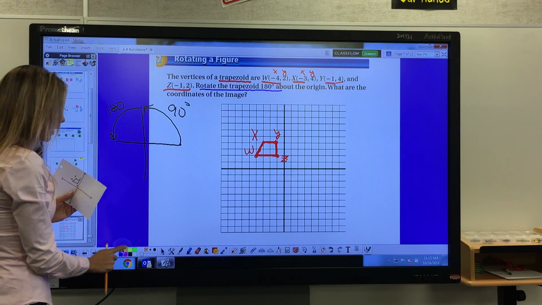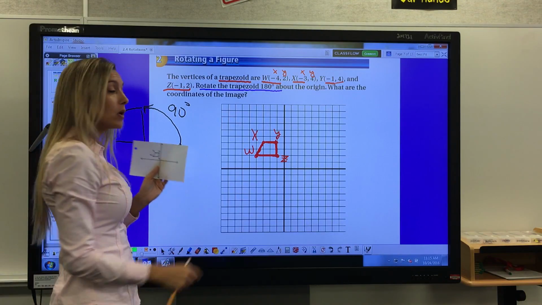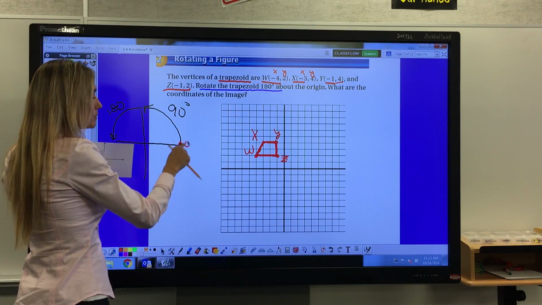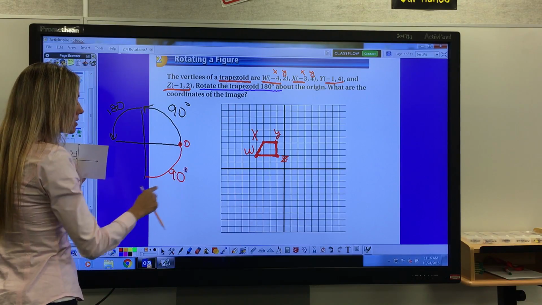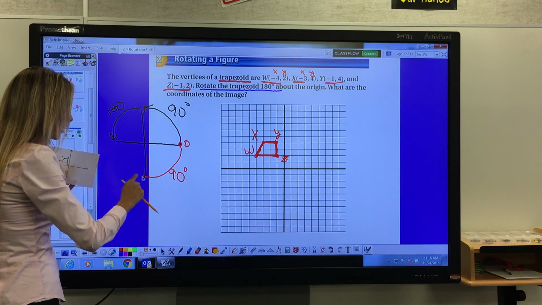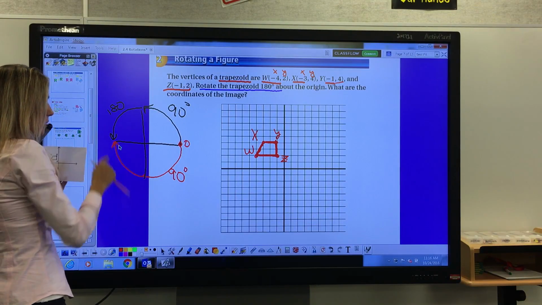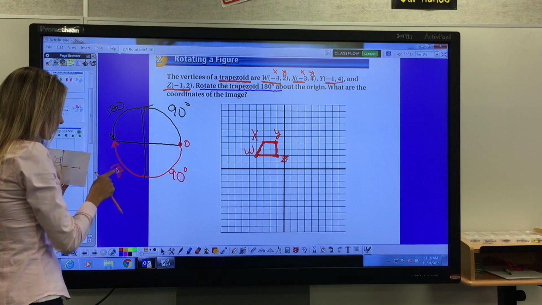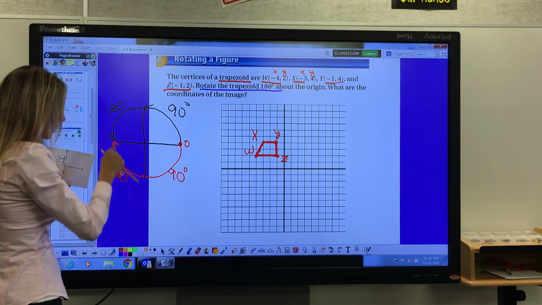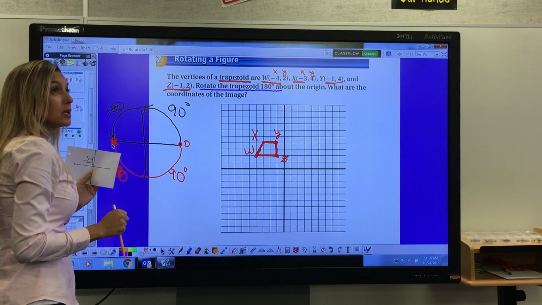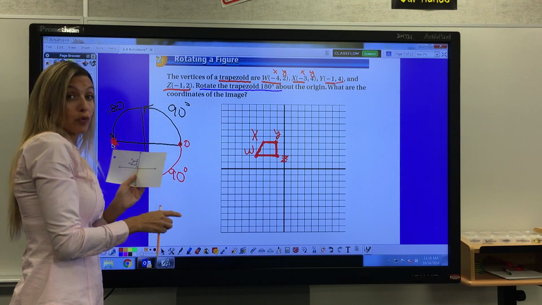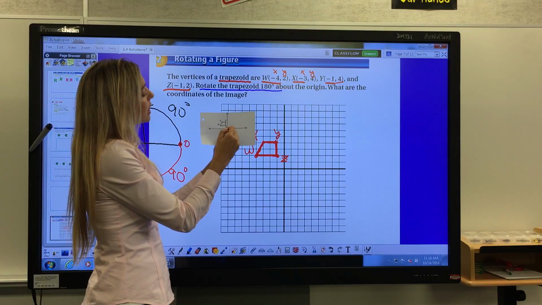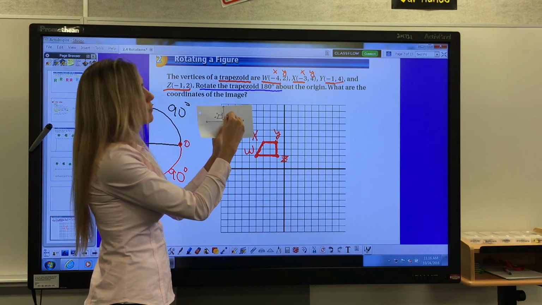Now what's gonna happen if I go 180 degrees clockwise? So I start on 0, and I go 90 clockwise to the right, and then I go another 90, that will give me 180, and I will end up at the same spot. 180 degrees, it doesn't matter if you go left or if you go right. So let's say we're gonna go clockwise to the right.